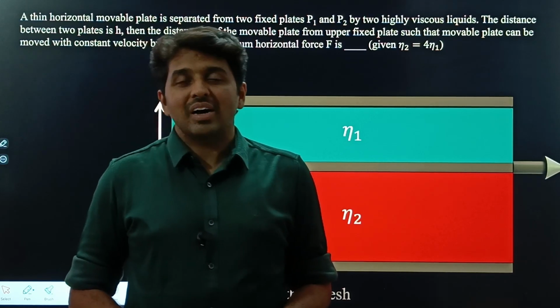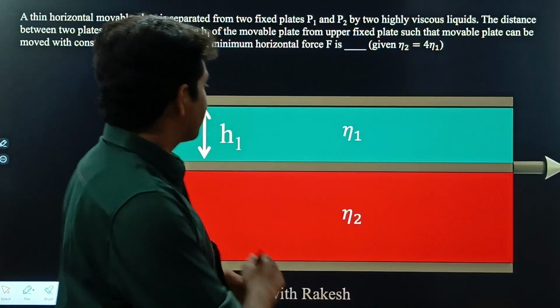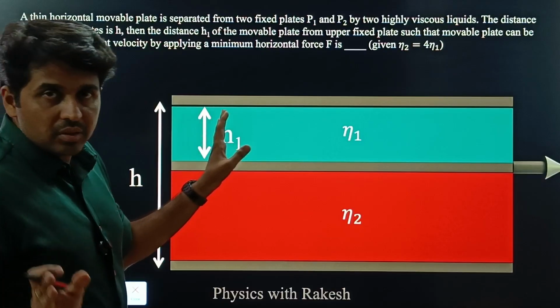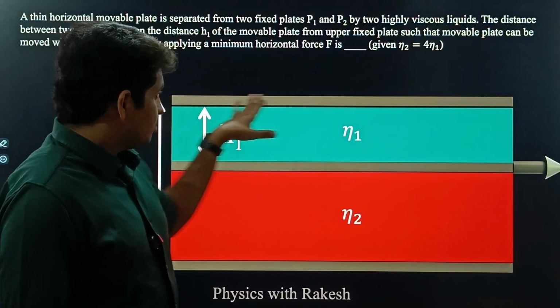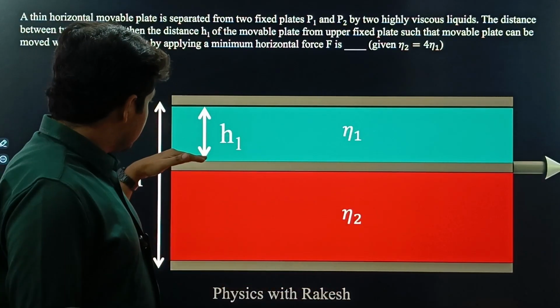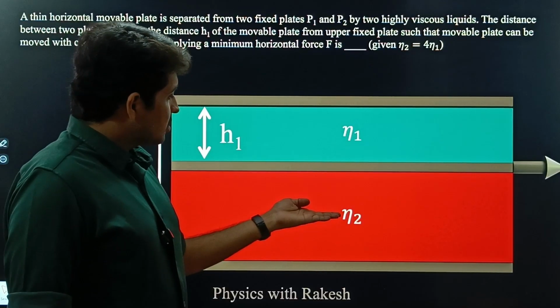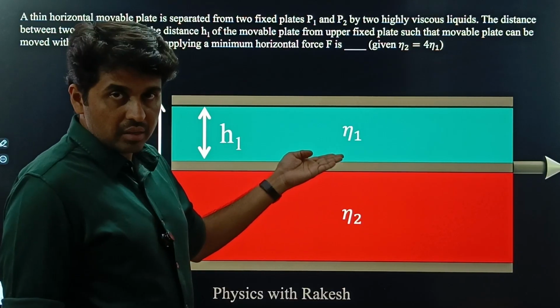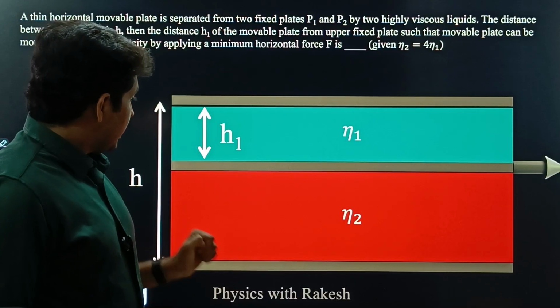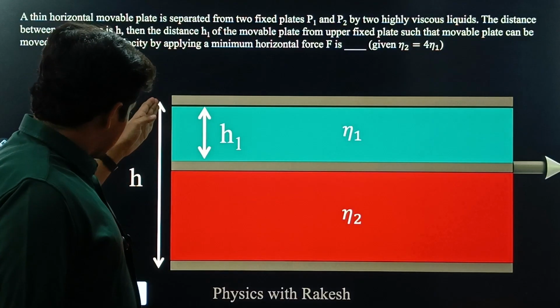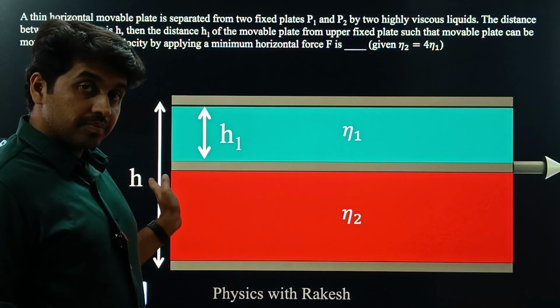Let us move on to advanced level questions. So I'll just explain this question. There are two fixed plates here and there is a movable plate here. The viscosity eta 2 is given as 4 times eta 1. And the separation between these two plates is h.